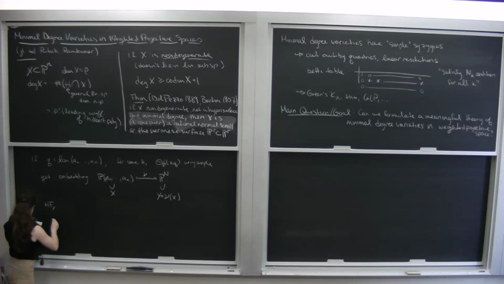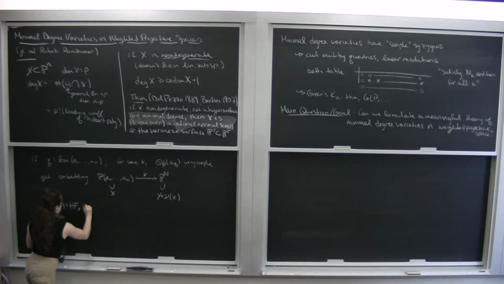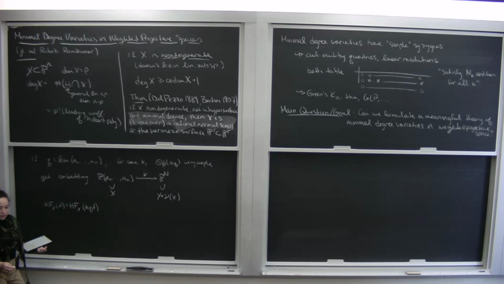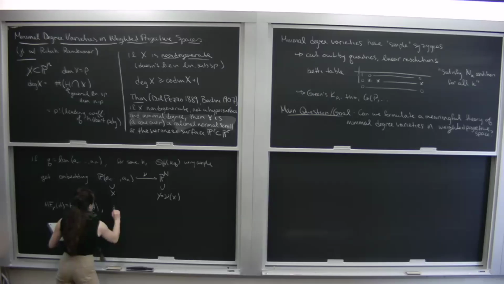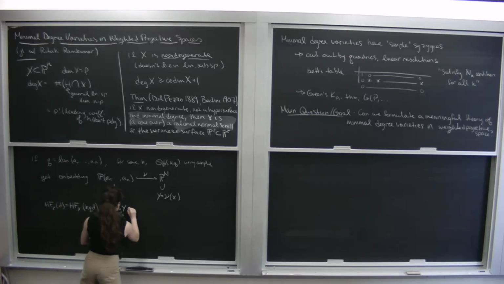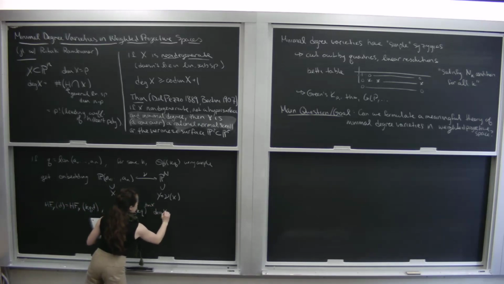Now, if I plug in some integer, this is like plugging in k times q times d into the Hilbert function for x, because that's the degree of the map. And so this tells us that the degree of the image of x is kq to the dimension of x times the degree of x.